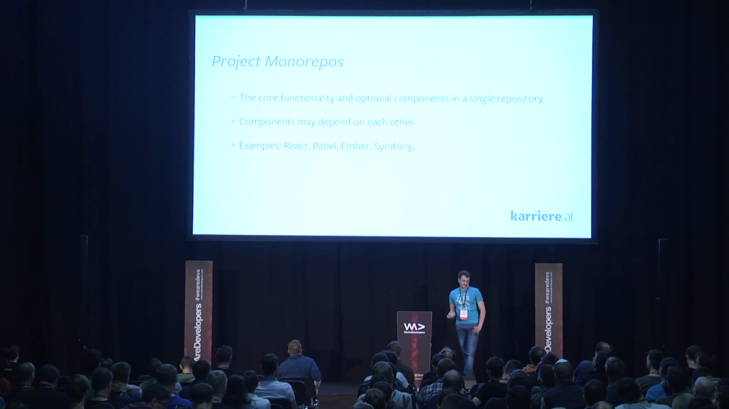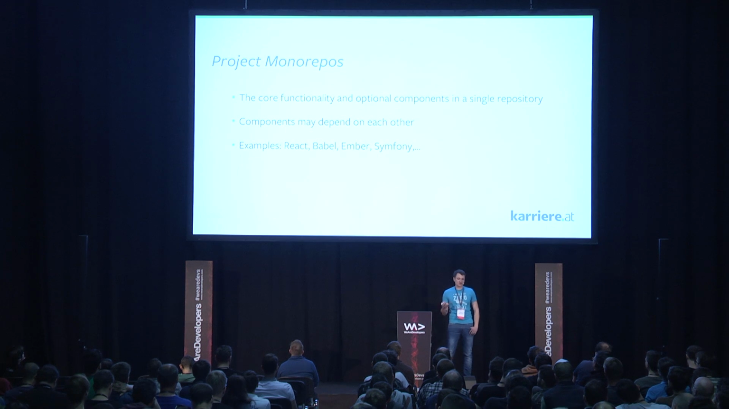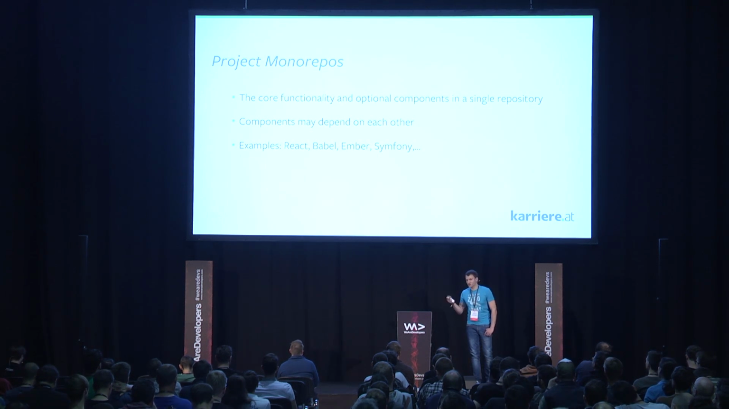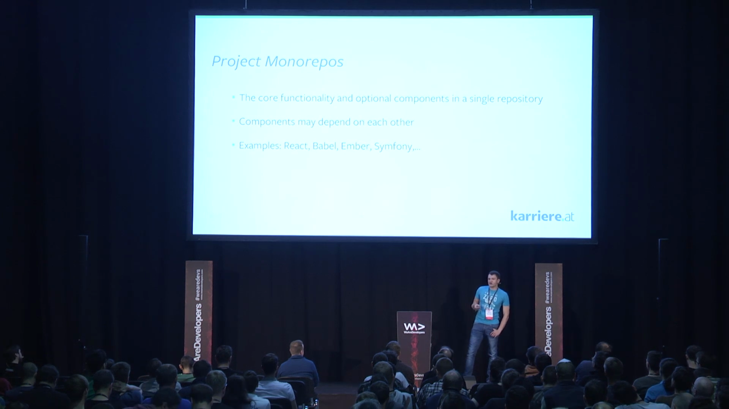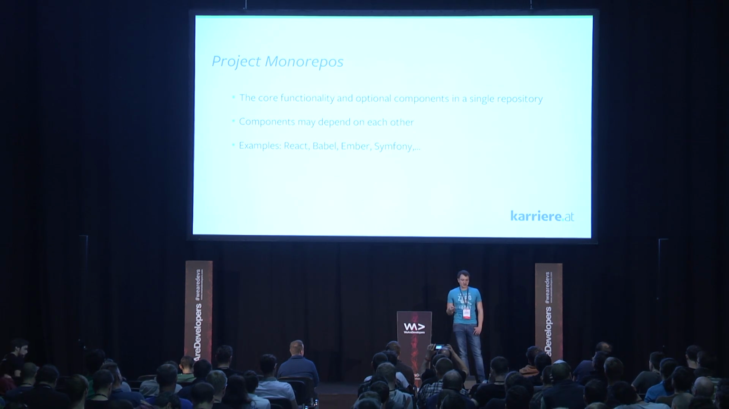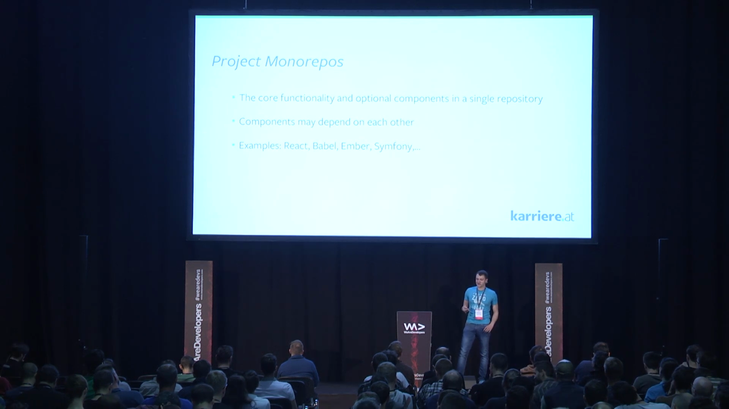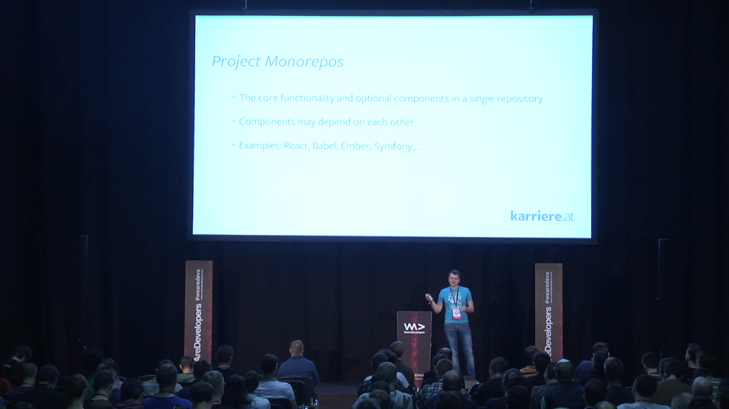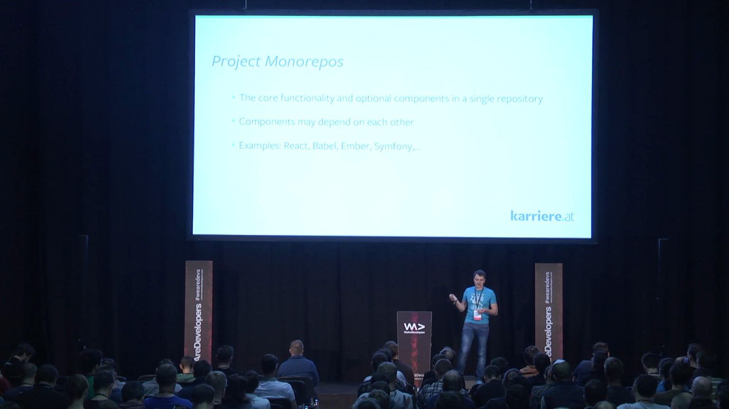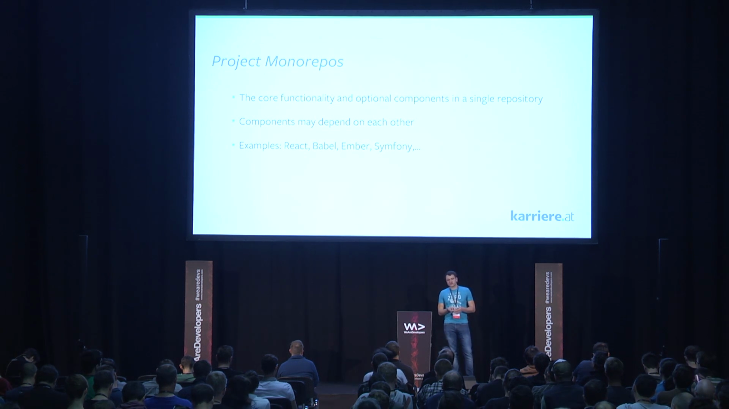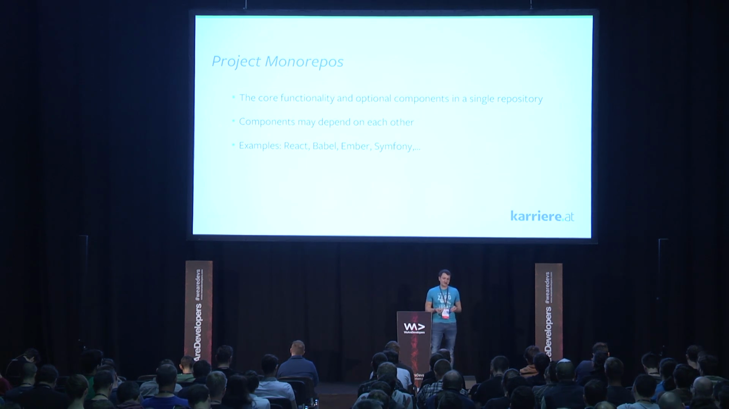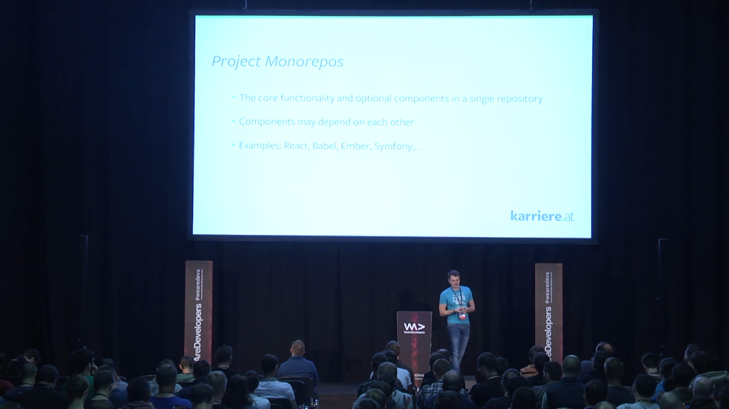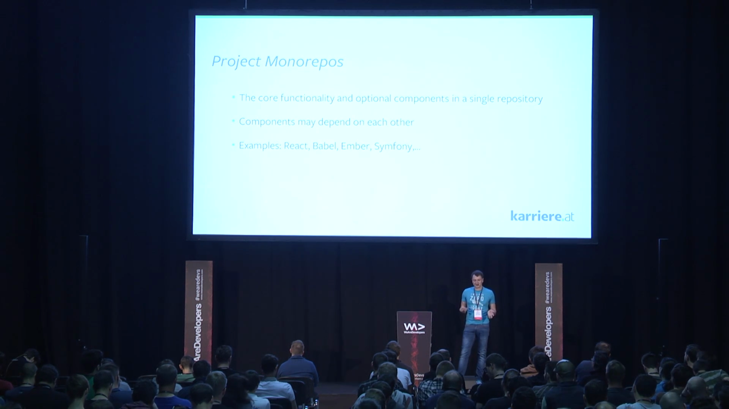The second type I would call project monorepos. Project monorepos are quite different to the first type of monorepos. They are very popular among open source projects. Many open source projects consist of a core functionality and multiple components which extend the core functionality but are optional. Those components managed in the monorepo might depend on other components in the monorepo, but they can also be completely independent.